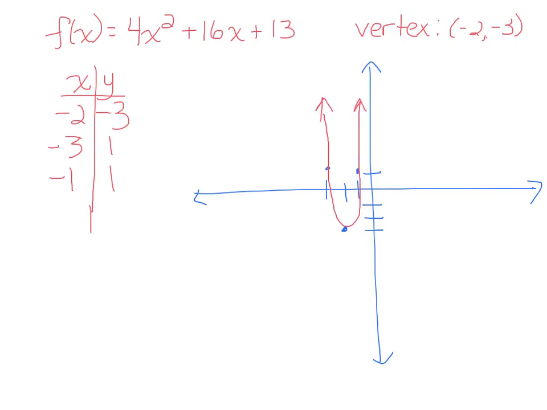And if you want to, you can use a couple more points to check your line. Two more points that would be good to check would be 0 and negative 4. One on this side and one on that side.